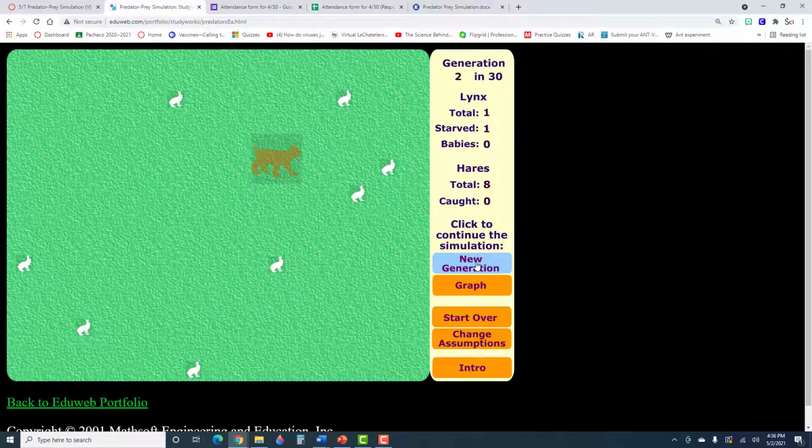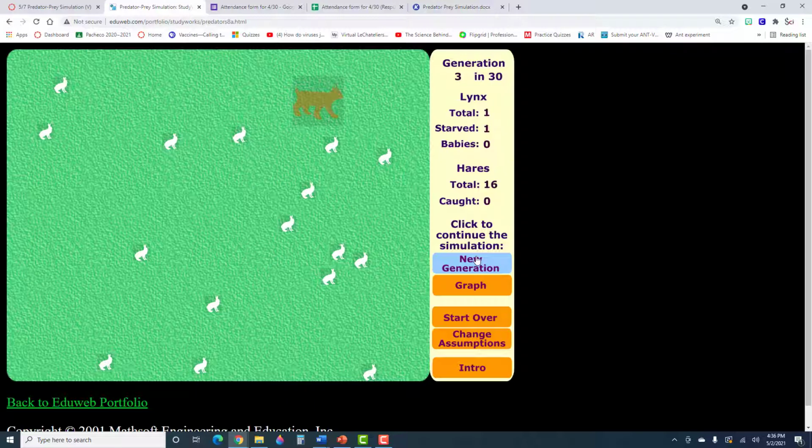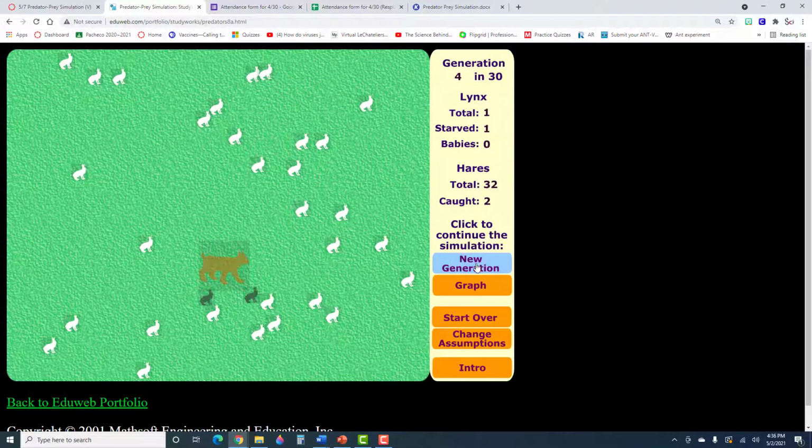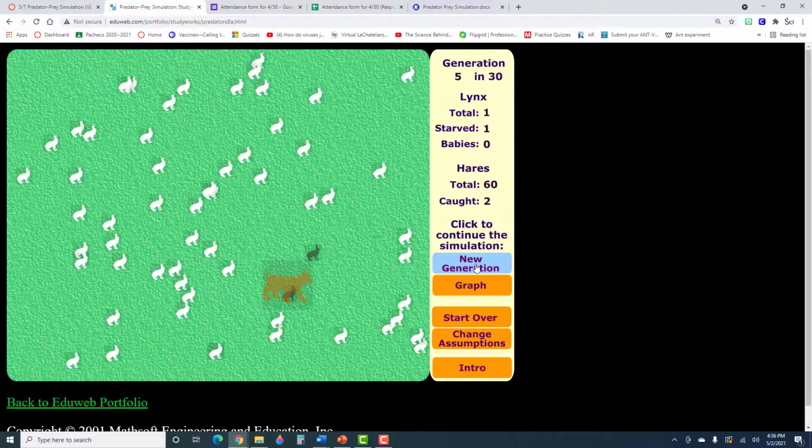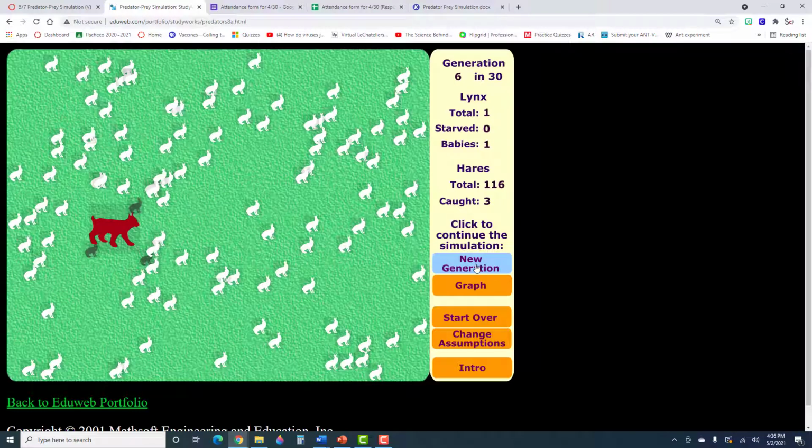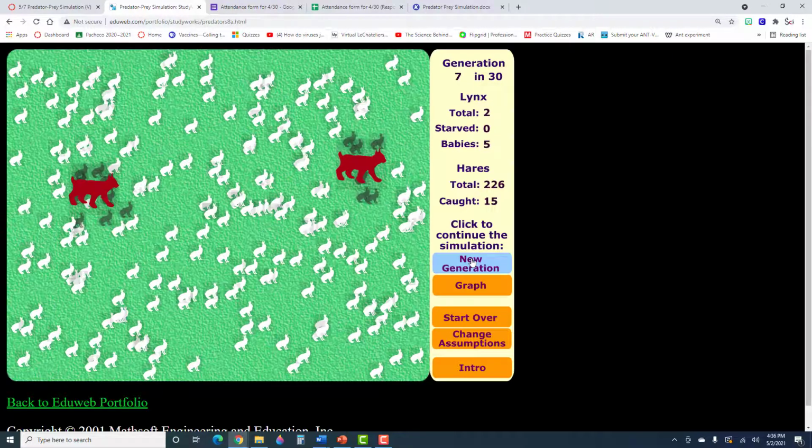So this is generation 3. So if you need to pause the video here to get this data, you can. This is generation 4, generation 5, generation 6. Oh, see how it turned red? That means it caught 3, so that lynx gets to reproduce. And notice that it took a lot of rabbits to support this one lynx and keep it to survive.